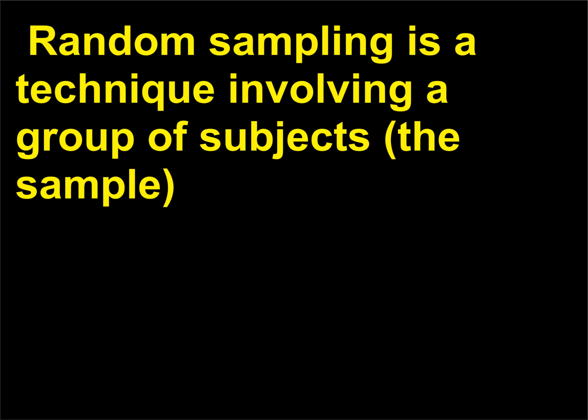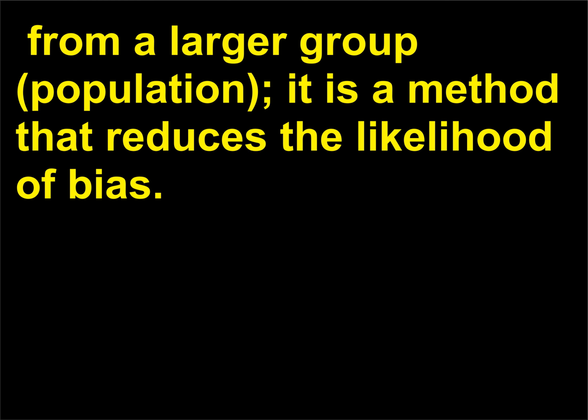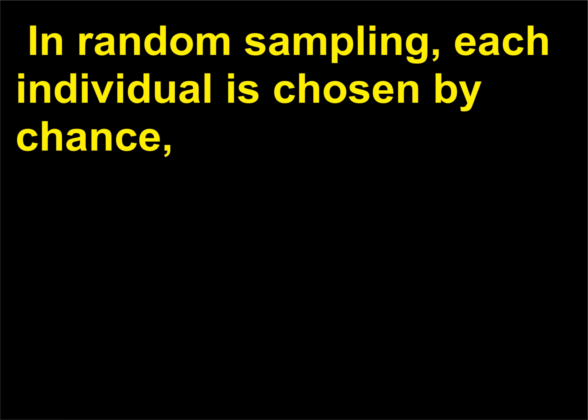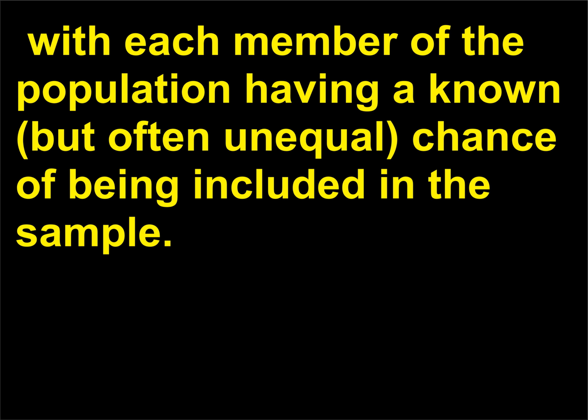Random sampling is a technique involving a group of subjects, the sample, from a larger group, the population. It is a method that reduces the likelihood of bias. In random sampling, each individual is chosen by chance, with each member of the population having a known, but often unequal, chance of being included in the sample.